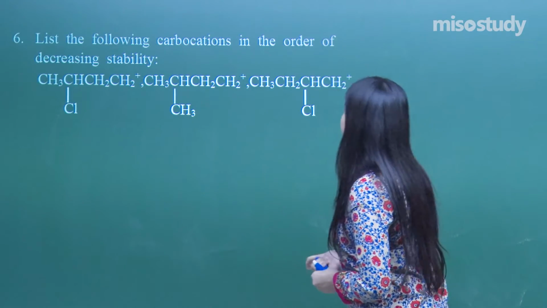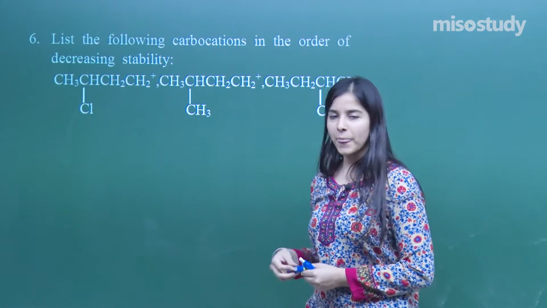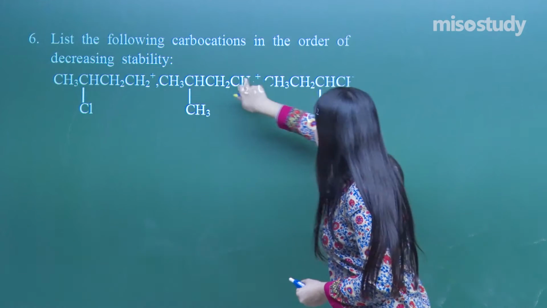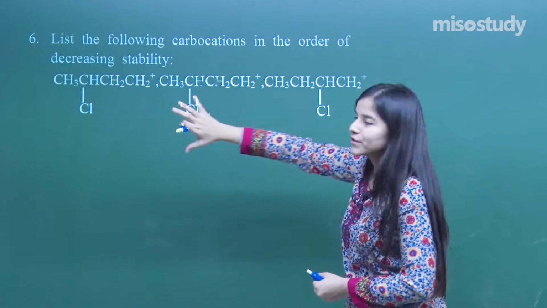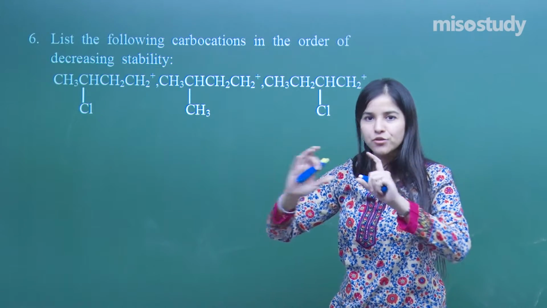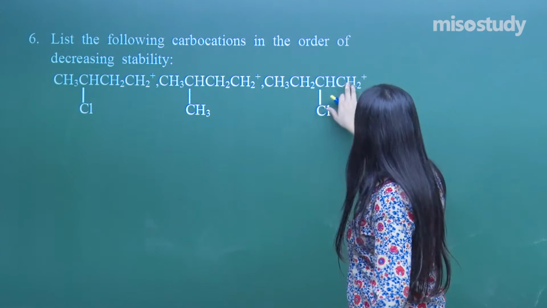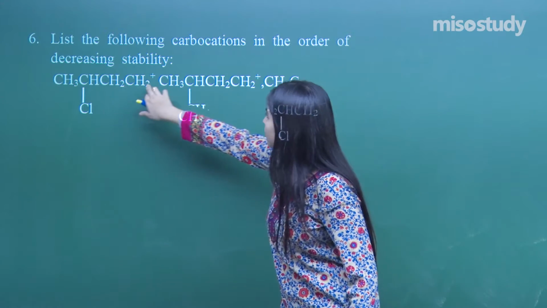List the following carbocations in the order of decreasing stability. Now, these are the carbocations which I have been given, right? And what do you see? What do you observe first of all? Just try to observe. Do not just keep on writing. 1, 2, 3, 4. 4 carbons are present in each of them.